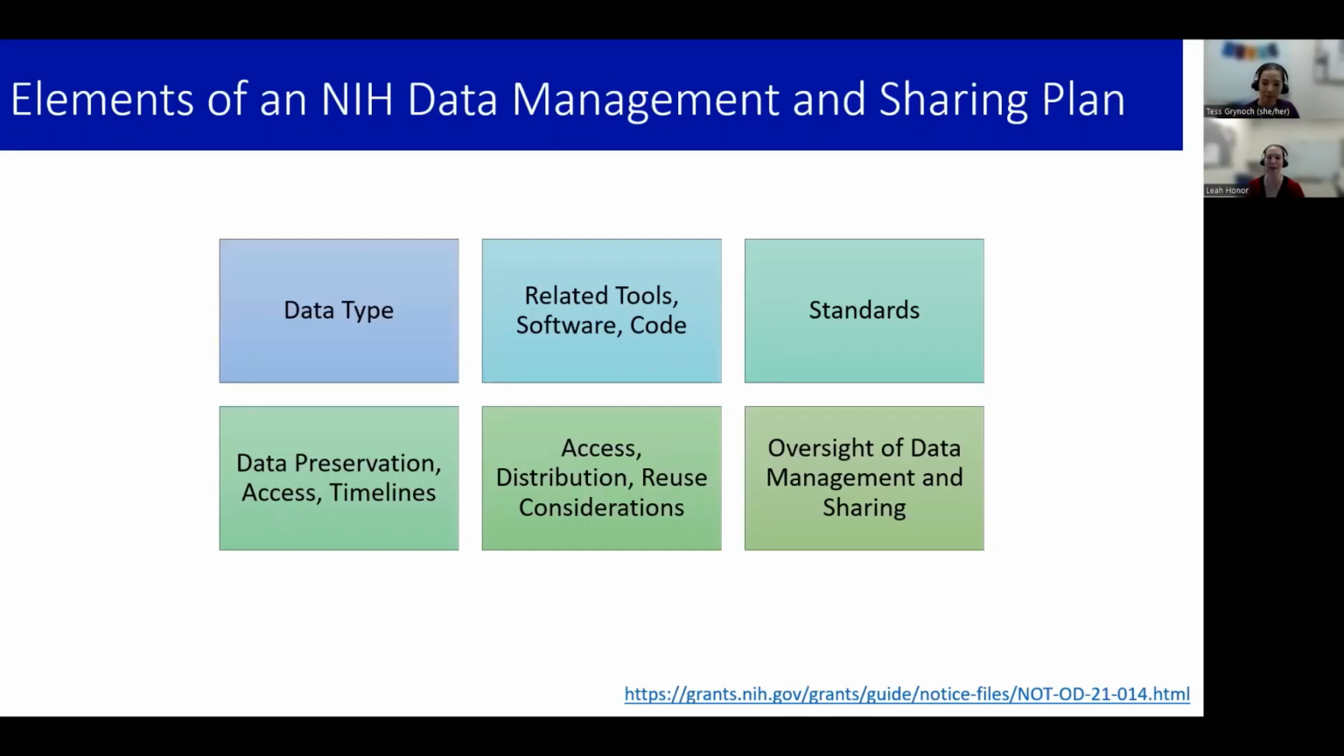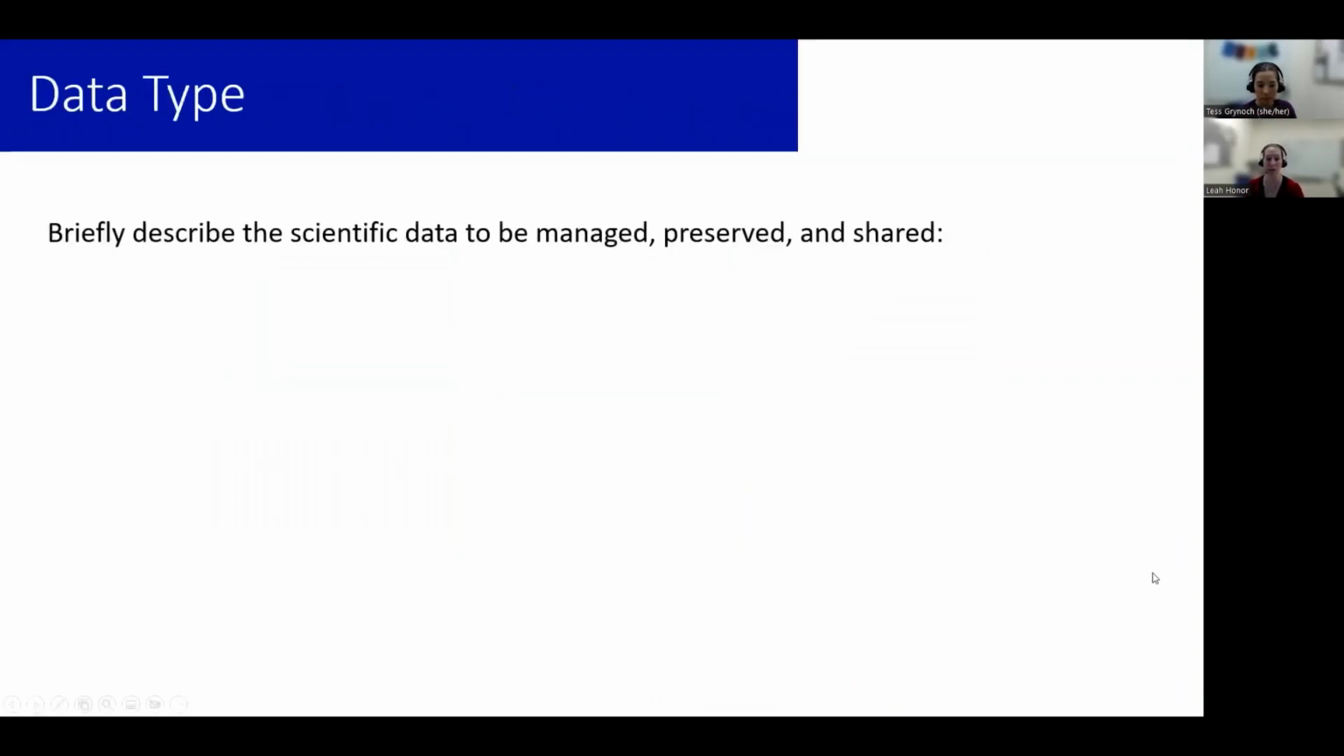Let's move in a little deeper to discuss the elements that go into the NIH Data Management and Sharing Plan. These elements are discussed in full at the link on the bottom, but we're going to give you the highlights. The 6 topics needed to be covered are data type, related tools, software and code, standards, data preservation access timelines, access, distribution, and reuse considerations, and oversight.